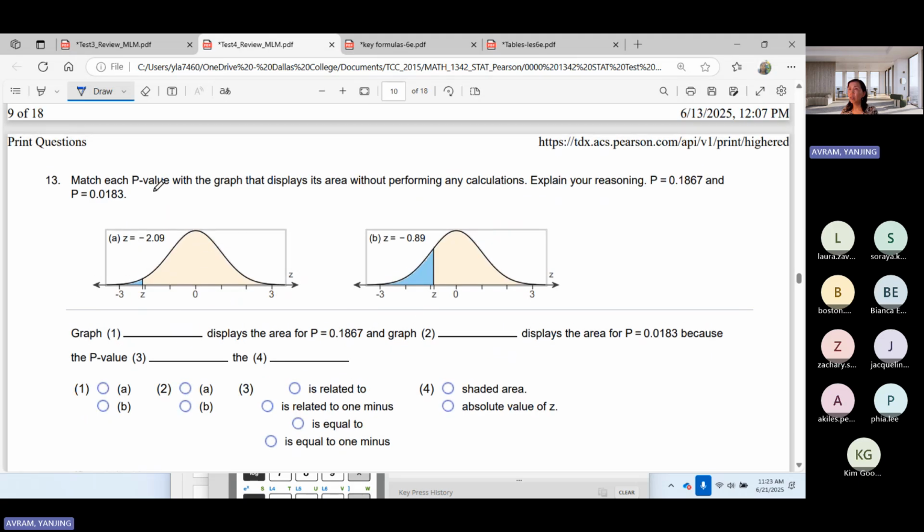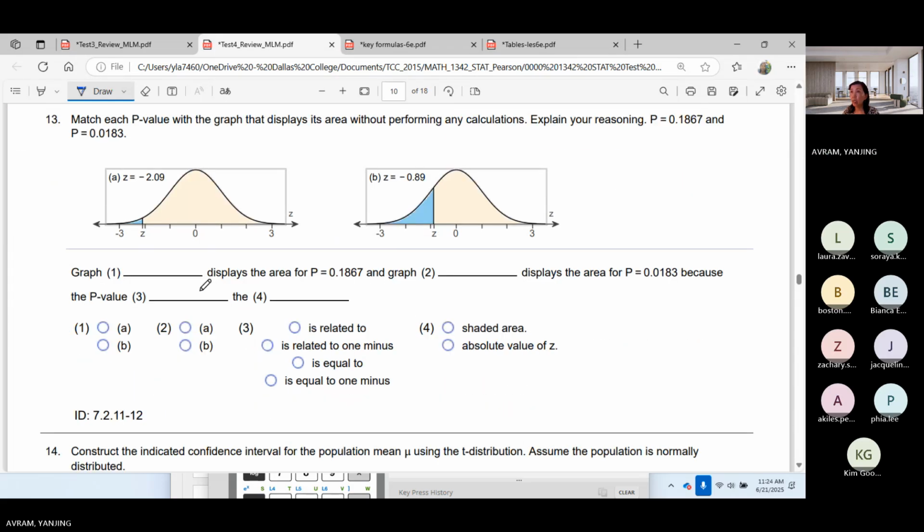All right. Using the p-value without performing any calculation. Match the p-value with the graph, displaying the area without performing calculation. Explain the reason: p equal to 0.171867 and p equal to this one. So what does the p mean in here? This one, z is negative 0.29. This one, z is negative 0.89, right?